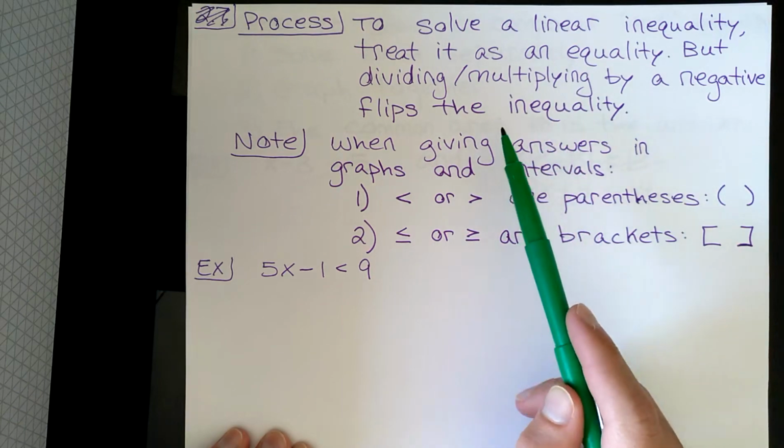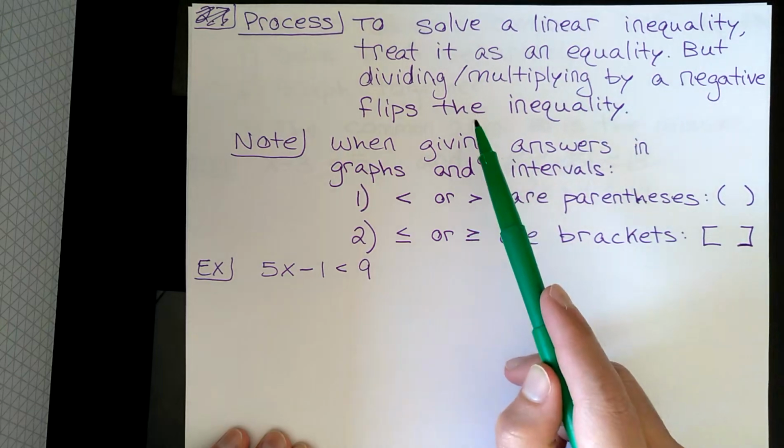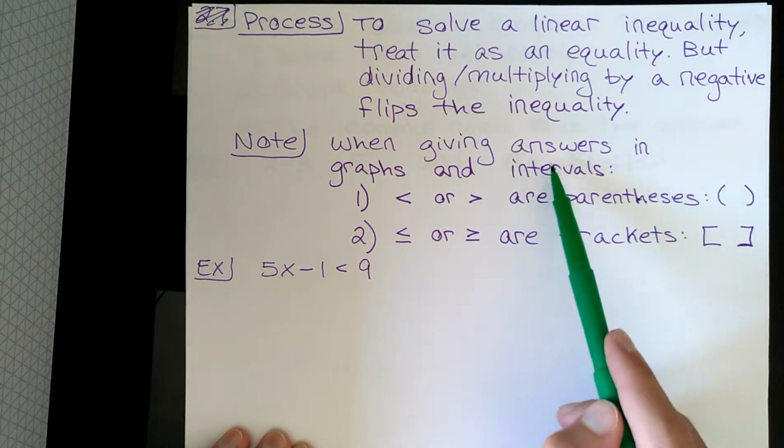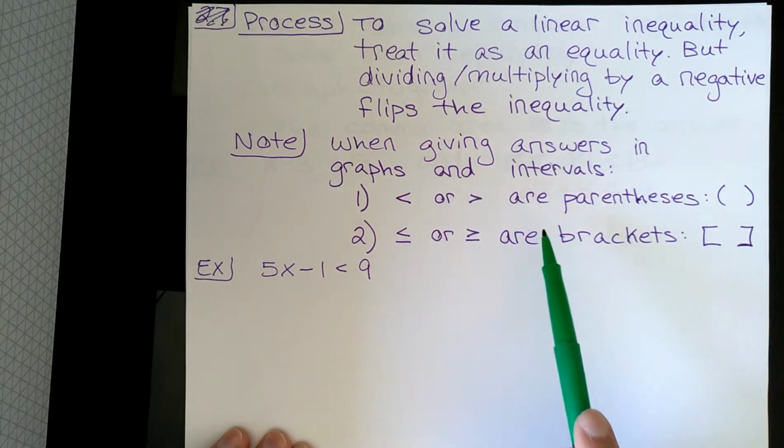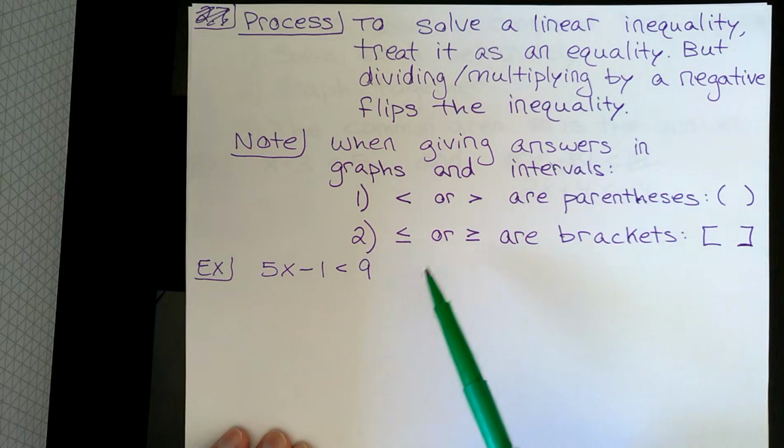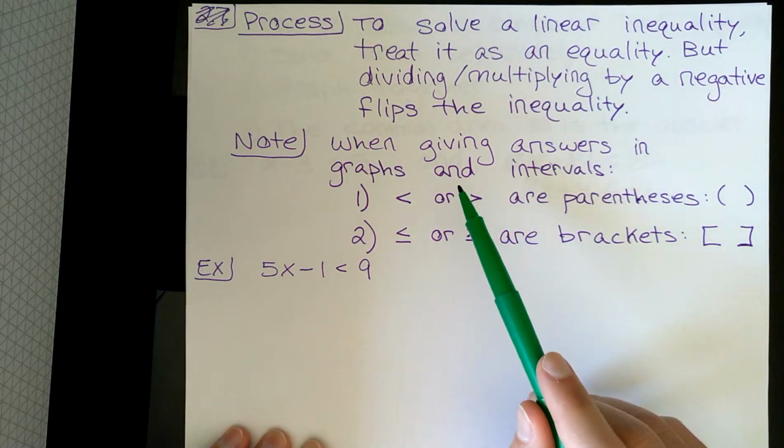So if you had a greater than symbol, something that looks like this general shape, then you would flip it to a less than symbol, like this, whenever you multiply or divide by a negative number.